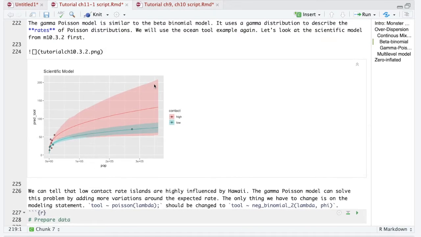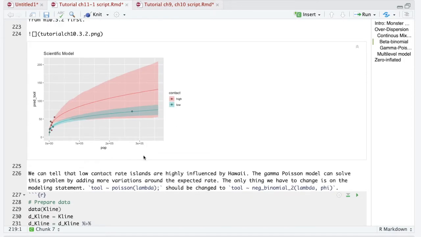This is the posterior plot from the final model in chapter 10. We can tell that the low contact rate islands are highly influenced by this point. This is Hawaii. Because of Hawaii, the variance for low contact rate islands with larger populations is much smaller than that for high contact rate islands. The variance for larger population islands of low contact rate should not be that low. We can see that the prediction mean just crosses the Hawaii island, so it's actually an overfitting problem.